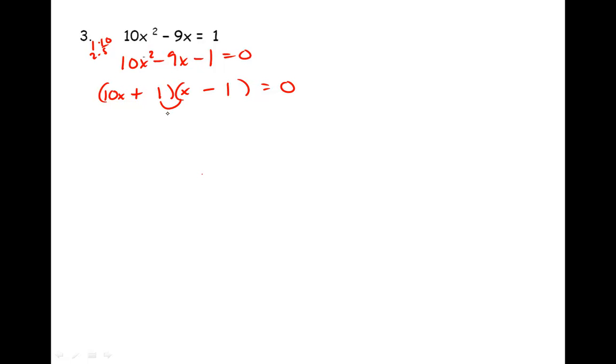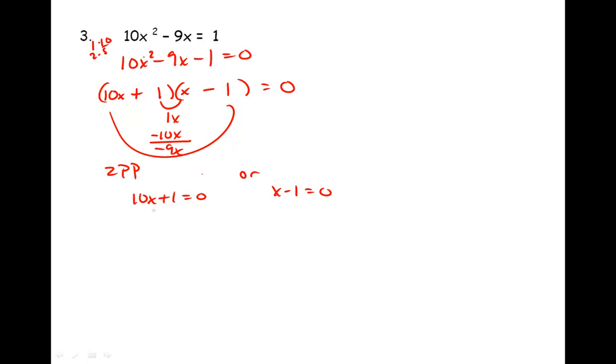Multiply the inside, we get 1x. Multiply the outside, we get negative 10x. When we add that up, we get negative 9x. So this factorization is correct. Now we want to use zero product property. 10x plus 1 is equal to 0, or x minus 1 is equal to 0.